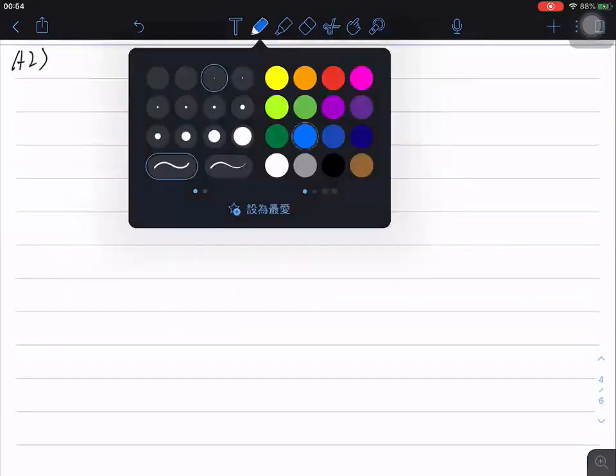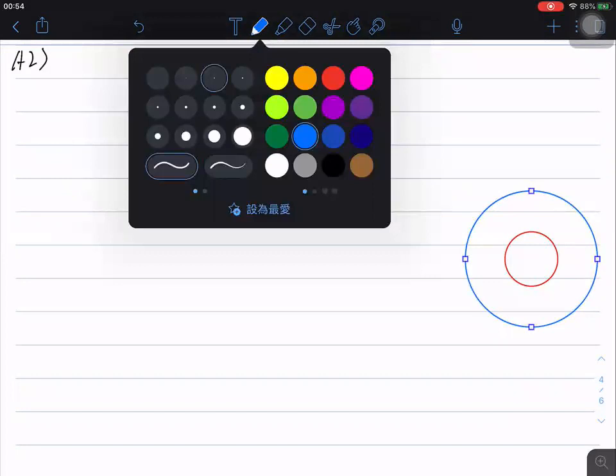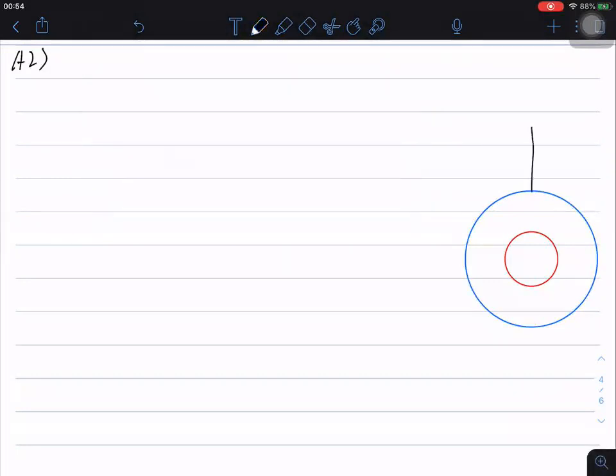So for the second question, we have two hollow spheres. Let me draw the spheres first. The inner sphere has a radius a, and the outer sphere has the radius b. Okay, so this is the z axis.